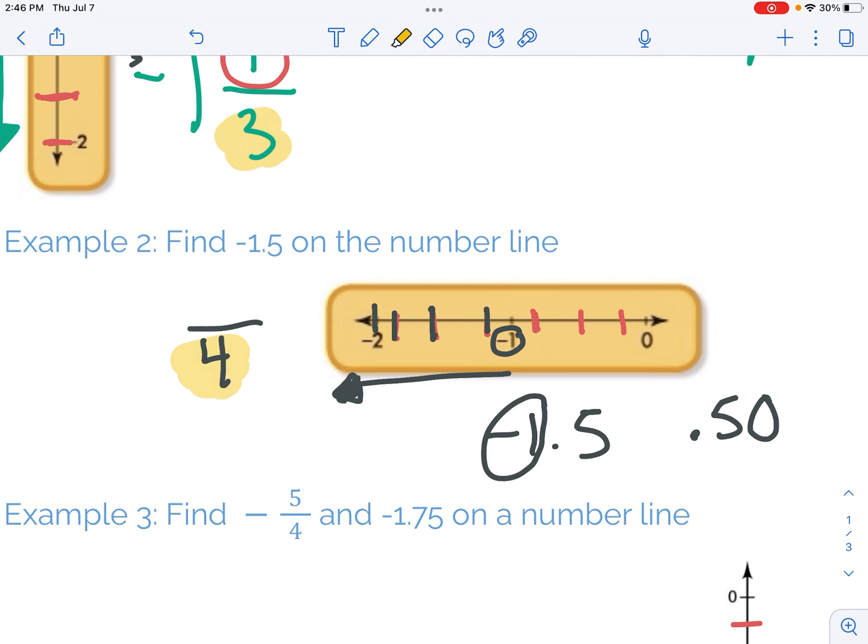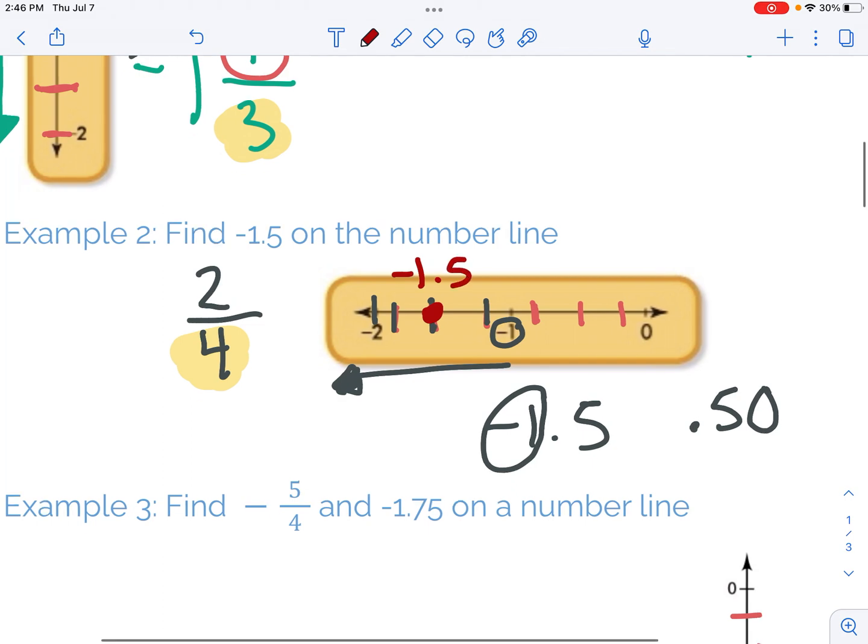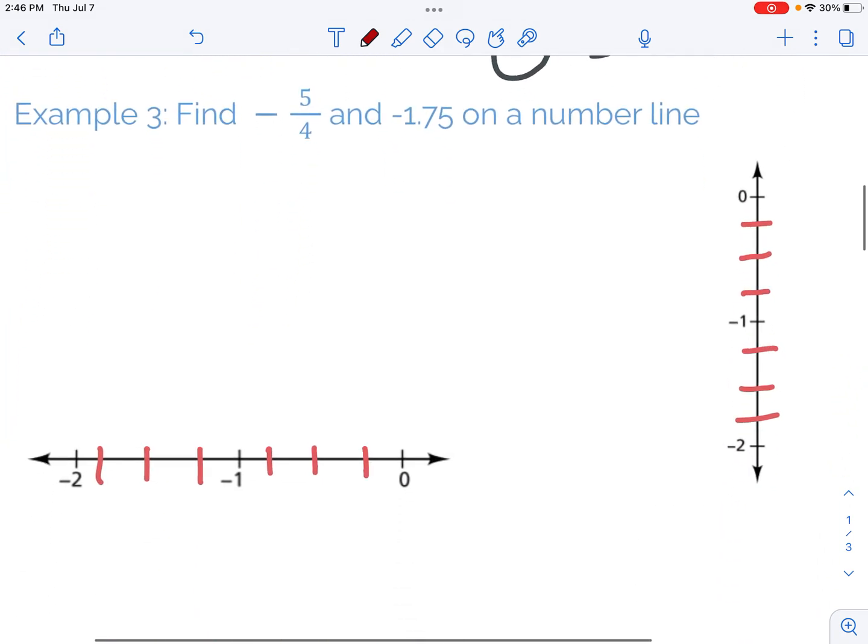And if we remember, whenever we have denominators of 4, we can think about quarters. So how many quarters is going to get me to 50 cents? That's going to be 2. That means that 0.50 is going to be on the second tick mark. So I'm going to go ahead and look at not the first one, but the second tick mark is where I'm going to place my dot. And this is where -1.5 is on the number line.